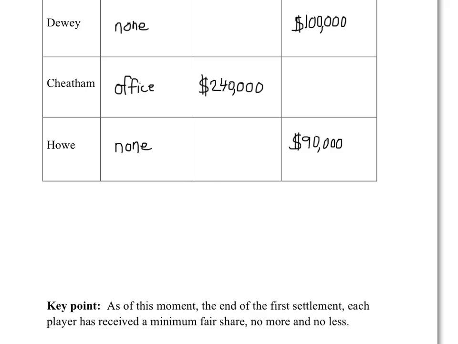A key point here is that as of this moment, that is the end of the first settlement, each player has received exactly a minimum fair share, no more and no less. So that's clear for Dewey and for Howe. It's perhaps less clear for Cheatham, but if you think about it, he has received a $360,000 item, and he's paid out $240,000 in cash. The net value of his position here is that he's come out ahead $120,000. That is exactly his minimum fair share amount.